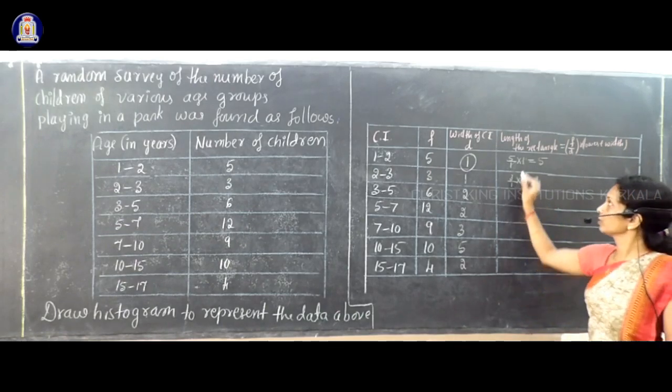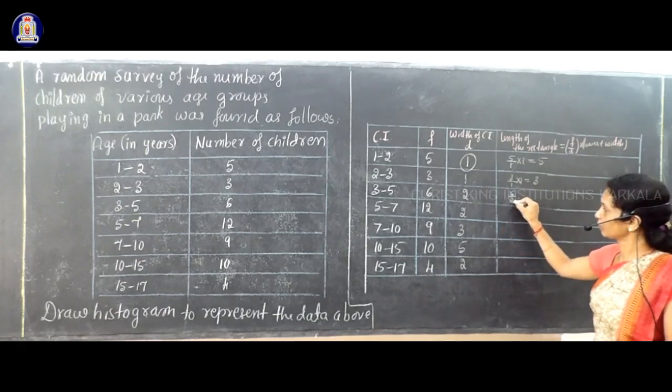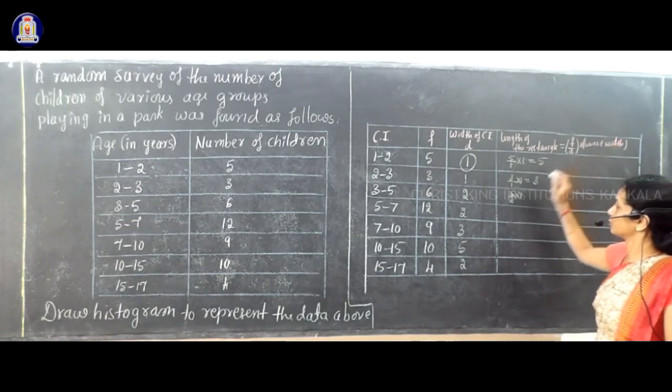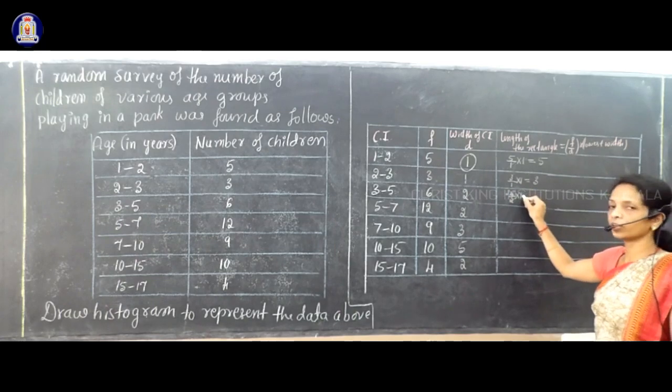Okay. Next f by d. F is 6, d here is 2, so dividing 6 by 2. F by d into the lowest width, that is 1, and here 2 ones are 2, 3 times, 3 into 1, that is 3.